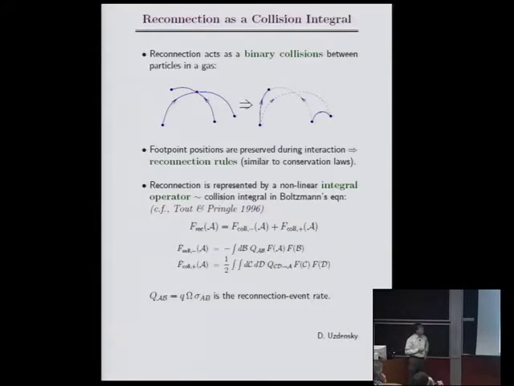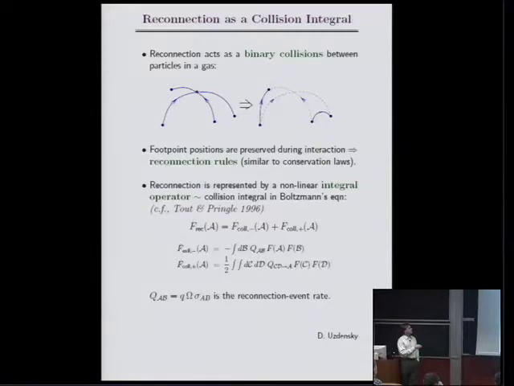Basically, reconnection acts as a binary collision between particles in a gas. That is, we have two loops that come together and reconnect to form two new loops. Under certain approximations, we can derive reconnection rules that tell us what the parameters of the two daughter loops are in terms of the parameters and relative position of the two incoming loops. And then we can write down, in some schematic form at least, this reconnection term as a nonlinear integral operator, similar to Boltzmann's collision operator, that involves a certain kernel.